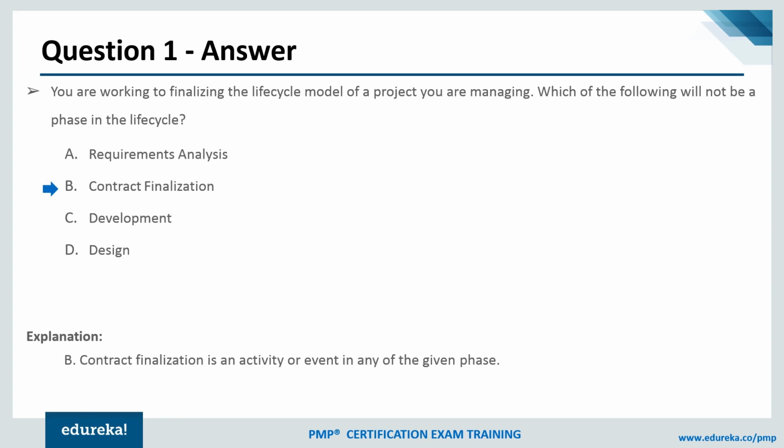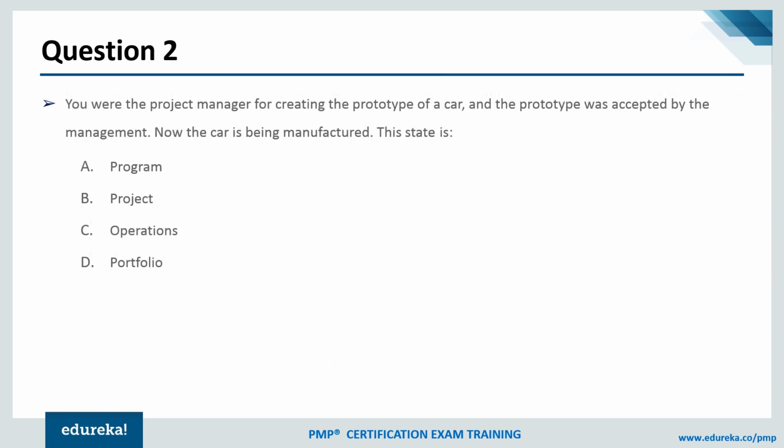Requirement analysis is a phase. Development is a phase. Design is a phase. But contract finalization is an event. It's an activity. It's an event, which is not a phase. So the correct answer here is B. Okay. Everyone got it? Great. If you have any confusion here, you can just type in your confusion and I'll address that. And let us move to the next question.